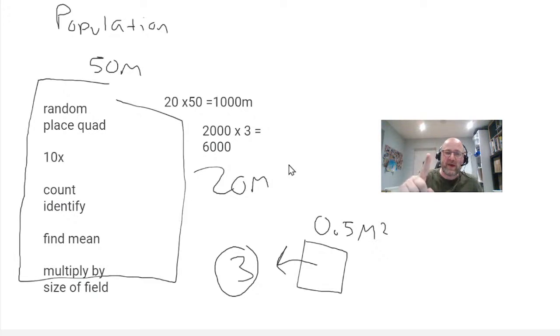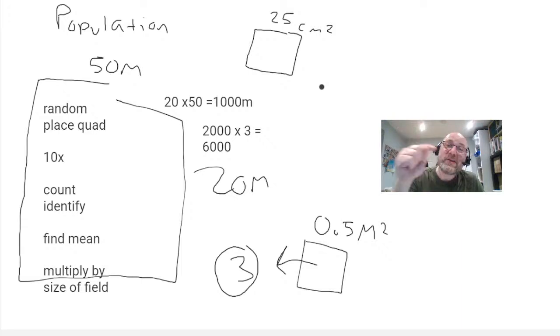Right. One other thing. Please, please, please watch out for centimeters. You need to times by 10,000. So if they do something messed up tomorrow and they say you've got a 25 centimeter square quadrat, you need to turn that into meters. People think, oh, that's 0.25 of a meter. It's not. You need to divide it by 10,000 because there's 10,000 centimeters squared in 1 meter squared.